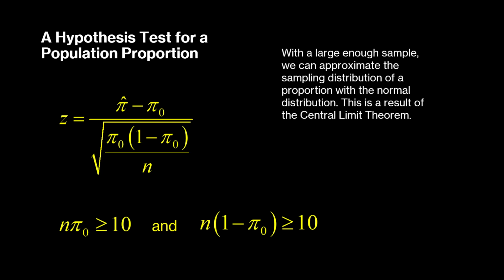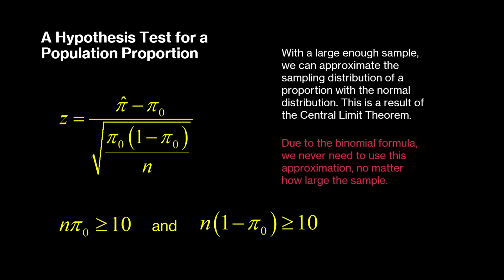Now, having watched the video in which I used the binomial distribution in order to conduct the hypothesis test, you should know that due to the binomial formula, we never need to use this approximation, no matter how large the sample. The only reason that this is our first introduction to a test of a proportion is because we are taught this in the context of normal distribution theory, which is usually how all inference is presented in a first statistics course. From now on, however, you should use the binomial formula. You can use it for any sample size, and it will give you exact probabilities instead of the approximate probability that you would get with this formula.